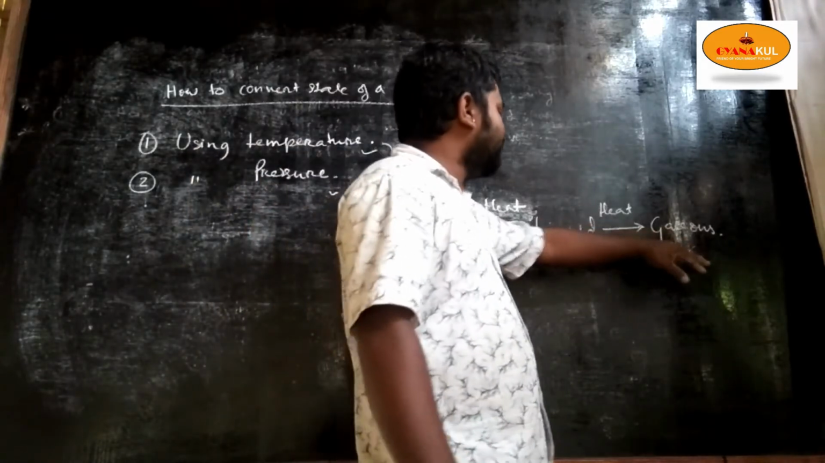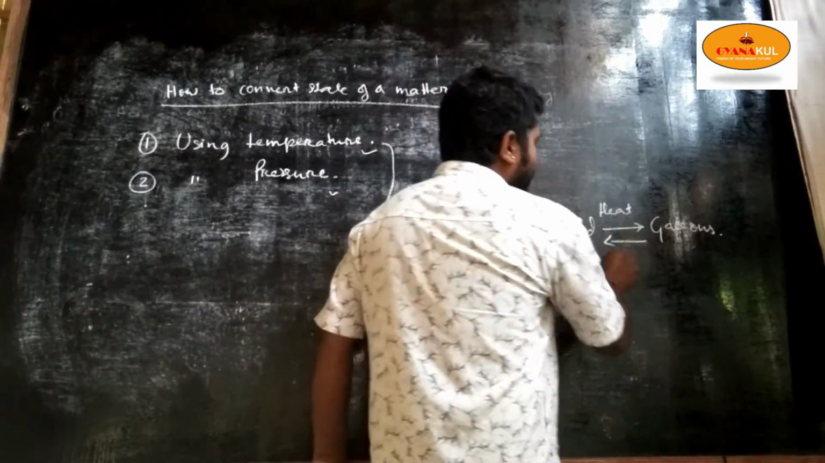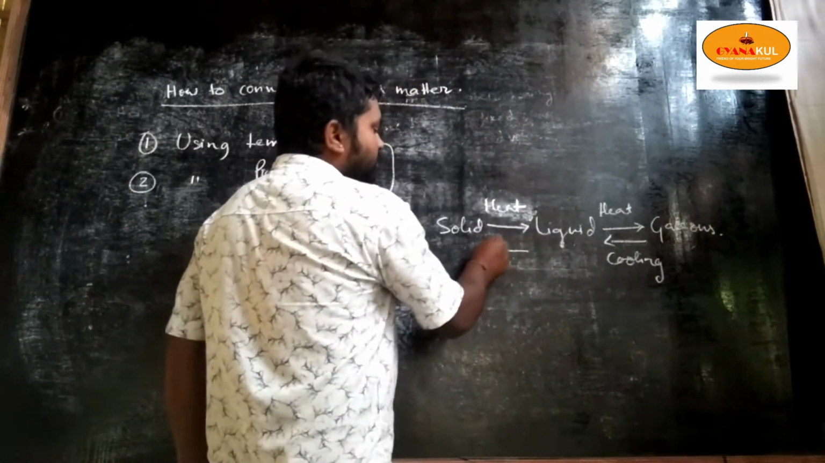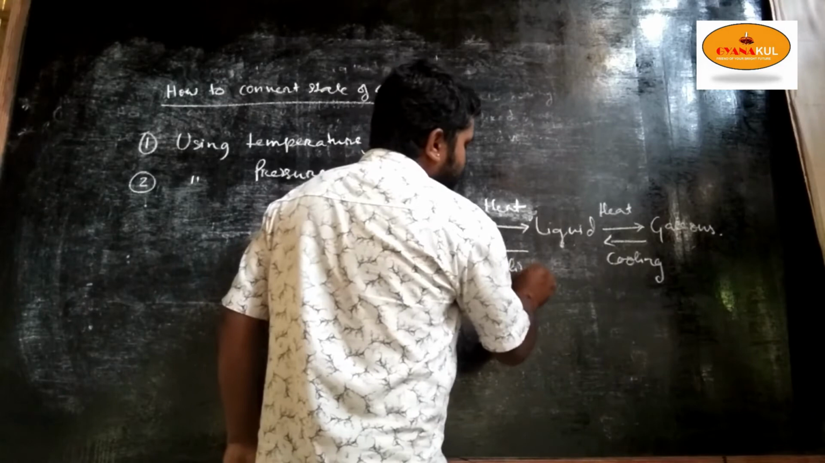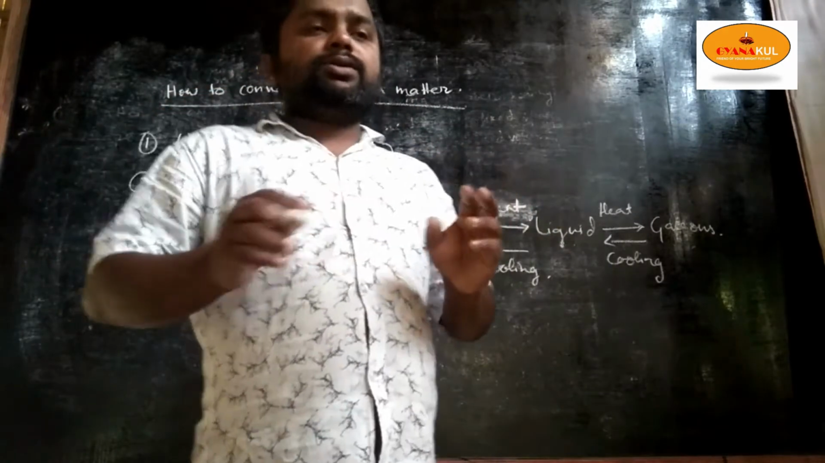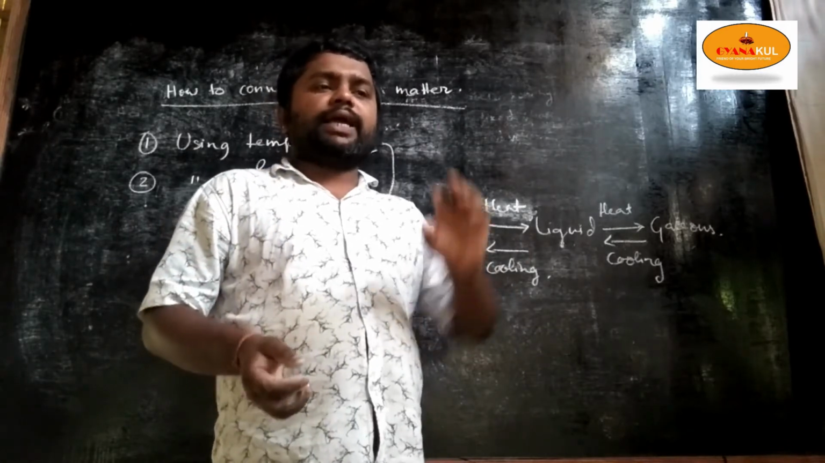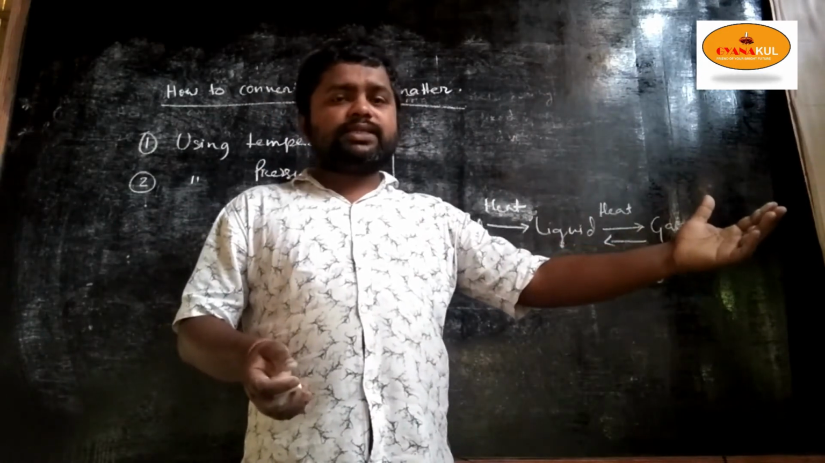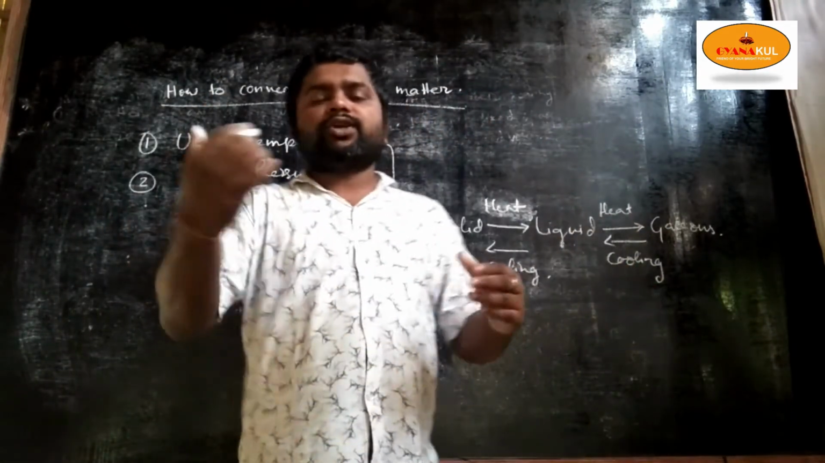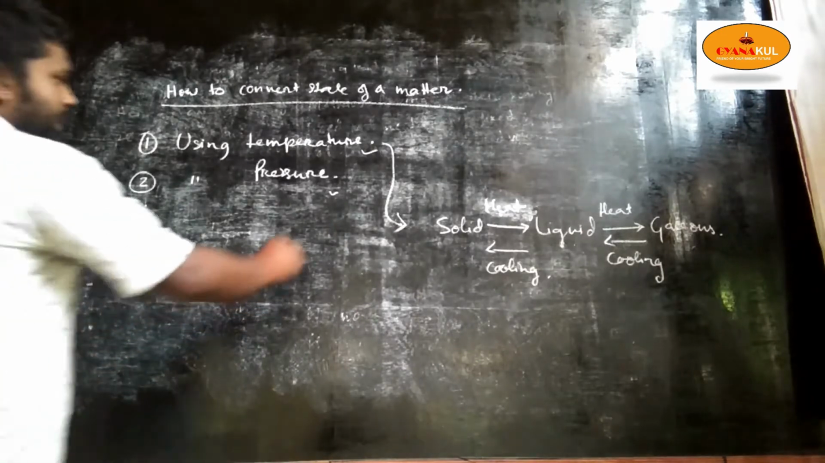Now the point is how we can convert gases to liquid and liquid to solid. Gases can be converted to liquid by cooling. And liquid can be converted to solid also by cooling. Is this point clear? So a solid can be converted to liquid by heating up, and liquid can be converted to gases by giving heat again. In this way we can convert states of a matter by using heat, or by using temperature. The next process is by using pressure.